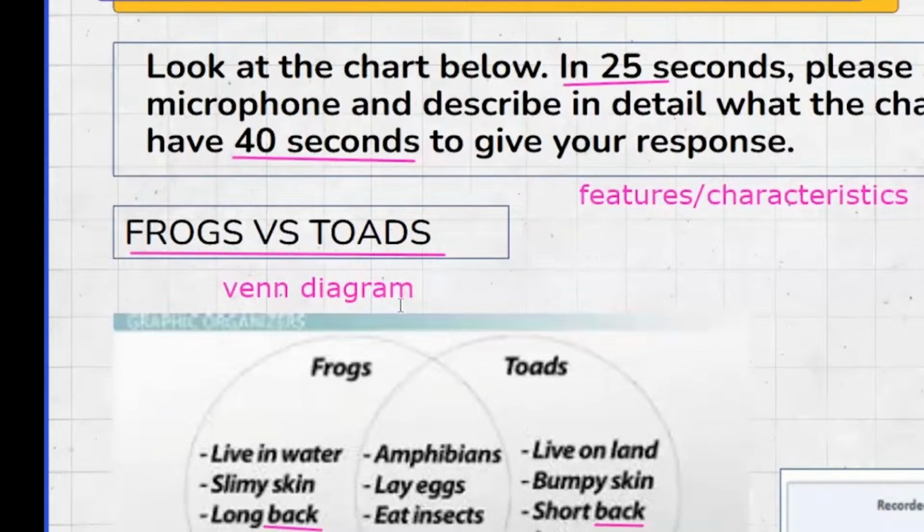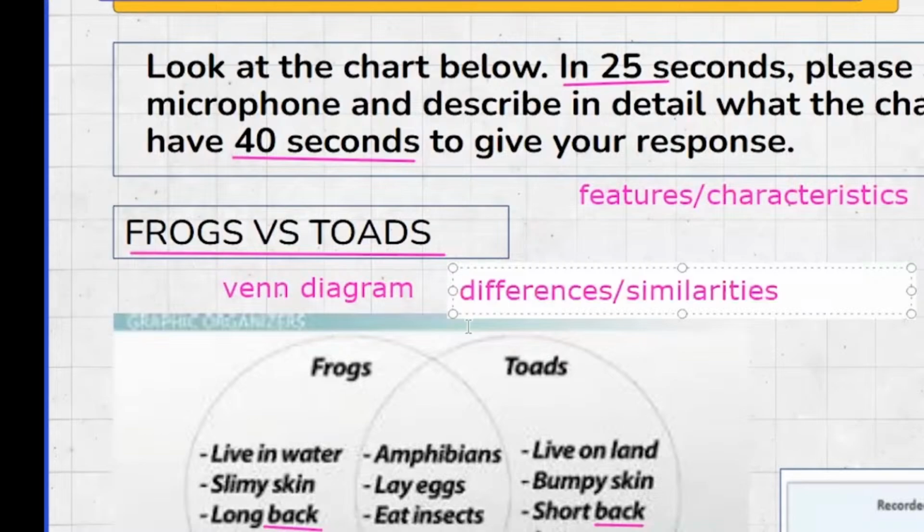Okay, students, so now it's important to understand that the purpose of a Venn diagram is primarily to tell you the differences and the similarities. So always remember that the Venn diagram tells us about the differences and the similarities in the 2 or 3 elements that are being discussed in the diagram. Here there are only 2, that is frogs and toads. Now which ones are the differences and which ones are the similarities?